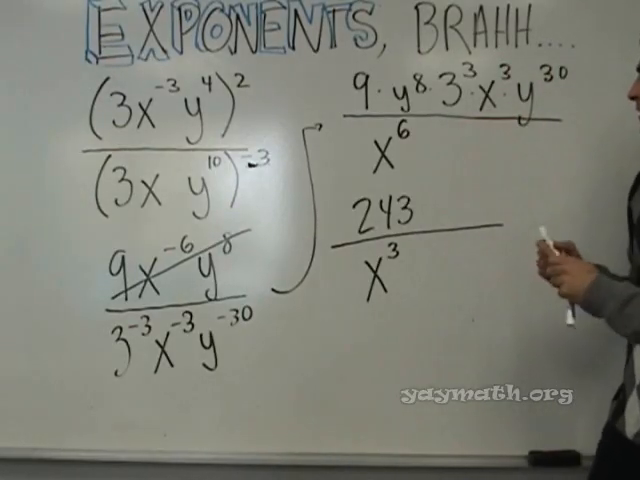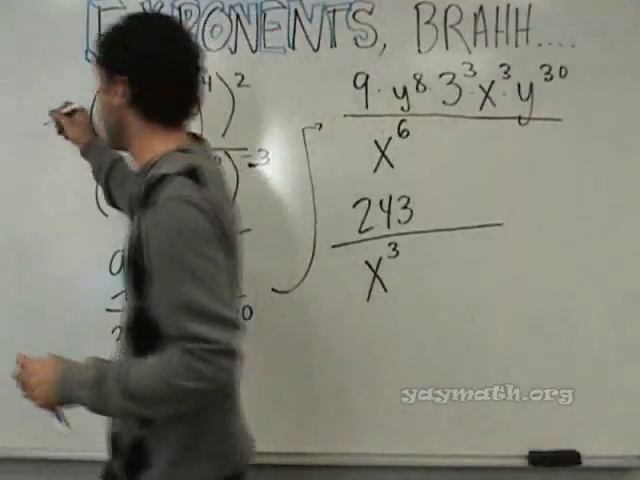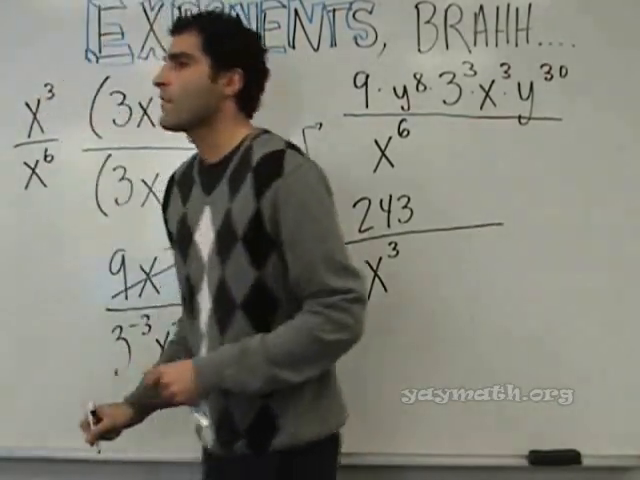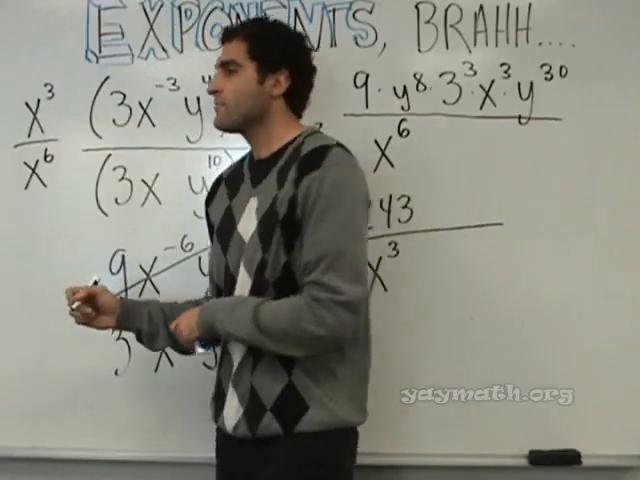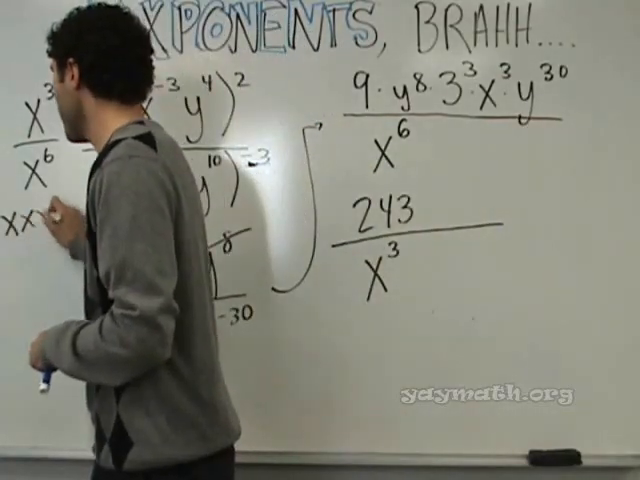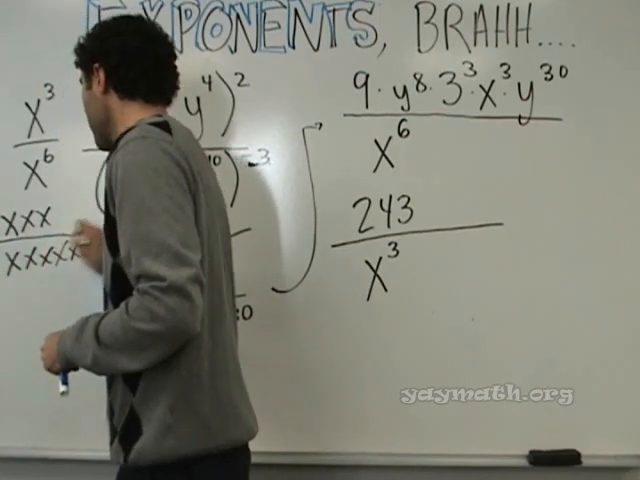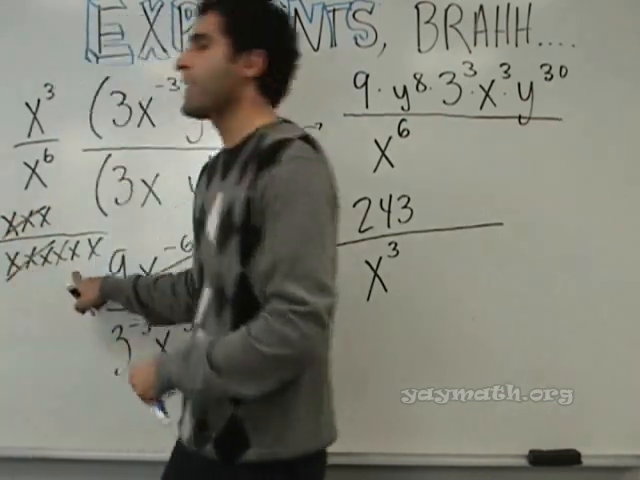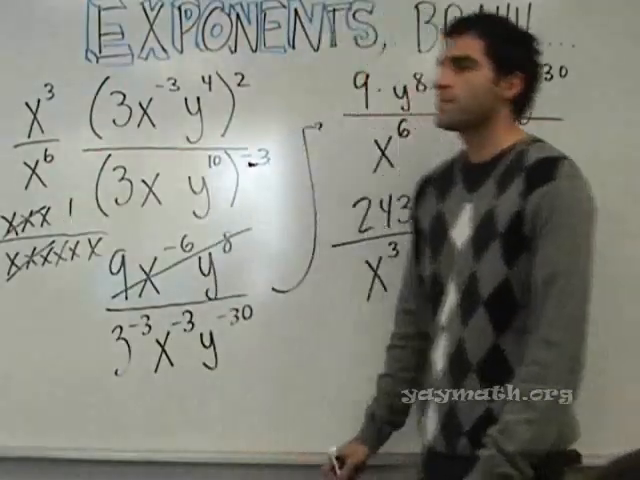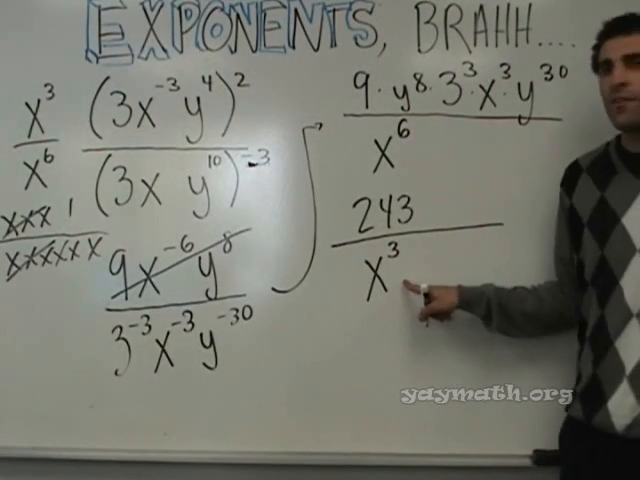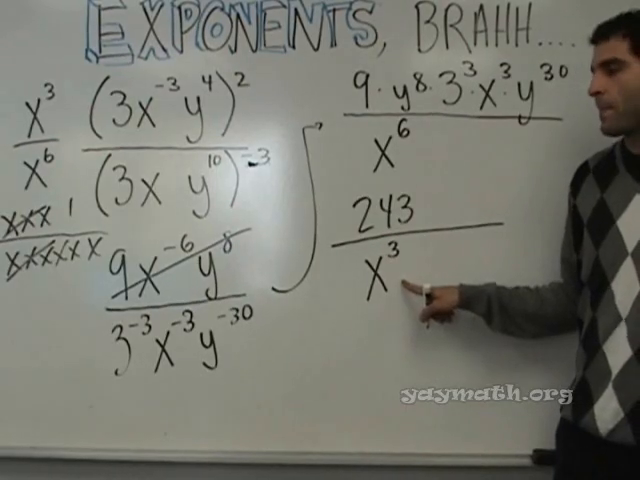Imagine a simple standalone problem. When in doubt, write it out. 1, 2, 3, 4, 5, 6. 3 cancels with 3, leaving x cubed on the bottom. So x cubed on the bottom. Follow-up questions? Feel free. This is your time.